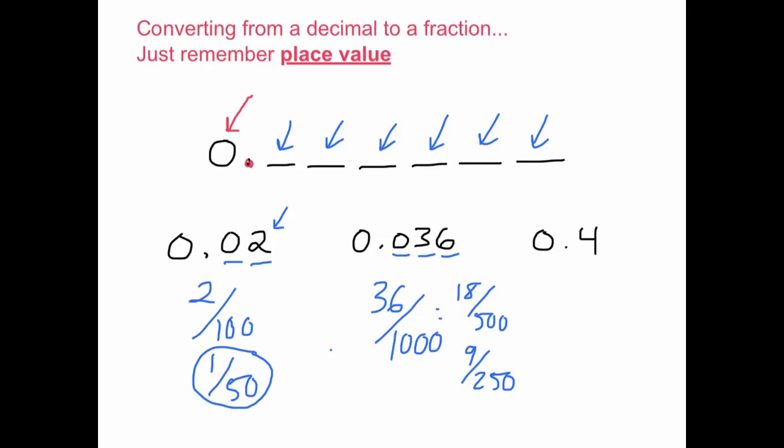The last one, 0.4, what place is the 4 in? It's the tenths place, so it's just 4 tenths. 4 tenths can be reduced to 2/5. So 0.4 is either 4 tenths or 2/5.